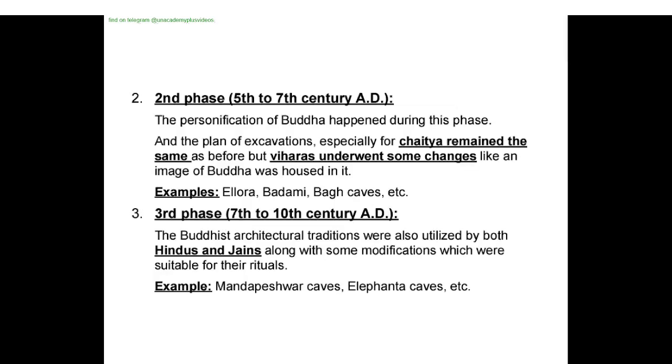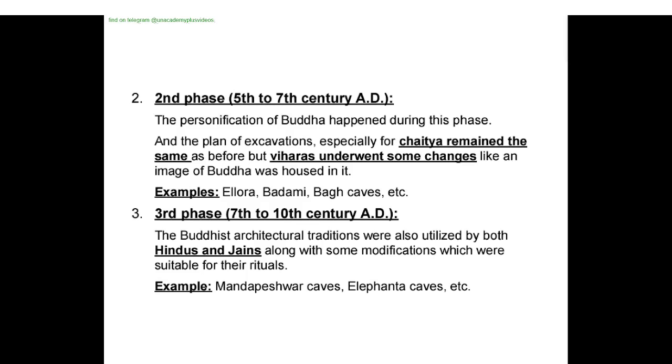Second phase, that is 5th to 7th century AD. The personification of Buddha happened during the second phase. The plan of excavations, especially for the chaitya, remained the same as before, but viharas underwent some changes, like an image of Buddha being housed in them. Examples are Ellora, Badami and Bagh caves, etc. Third phase, from 7th to 10th century AD. The Buddhist architectural traditions were also utilized by both Hindus and Jains, along with some modifications suitable for their rituals. Examples are Mandapeshwar caves and Elephanta caves, etc.